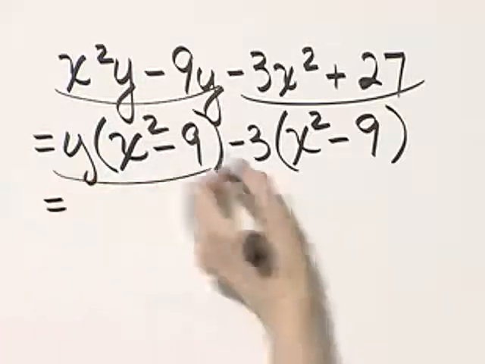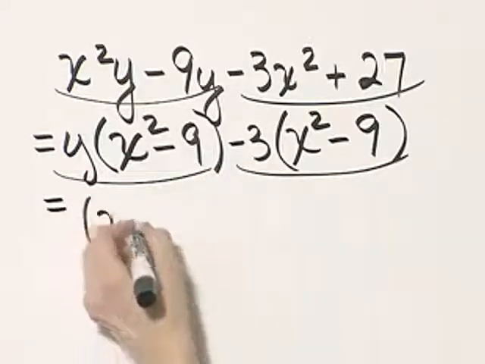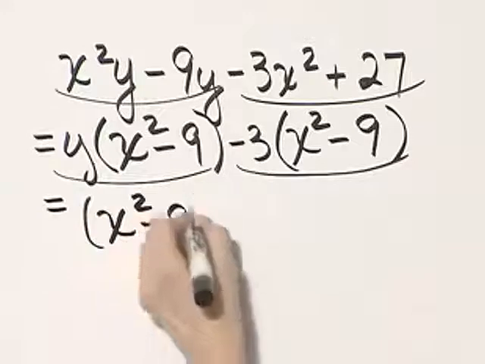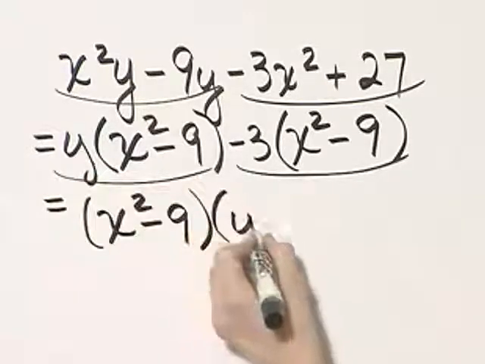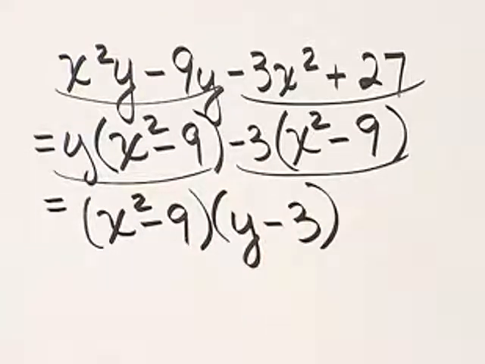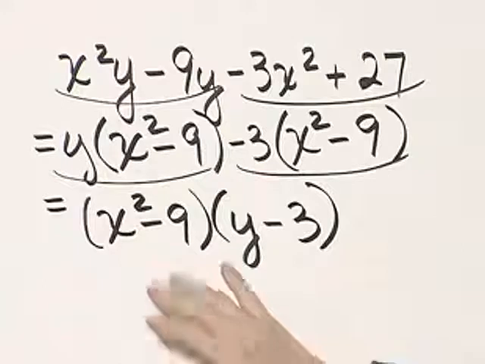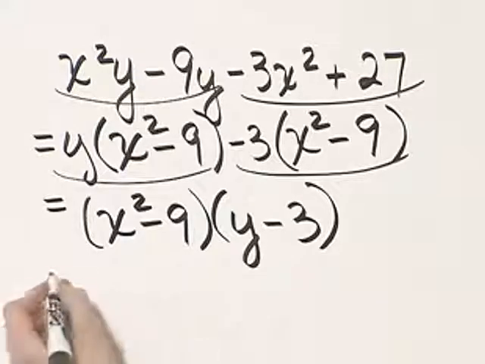But notice this term and this term, there's a common factor of x squared minus 9. When I factor that from this term, I have left y minus, when I factor it from this term, I have left 3. I have factored, I have written as a product. Can I factor any further? We should always check for that.